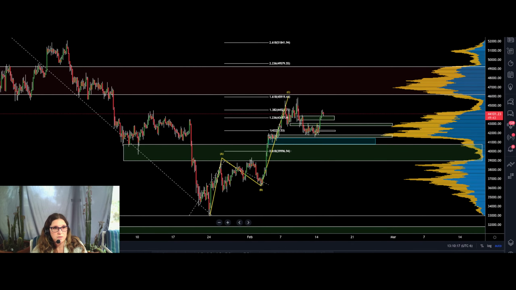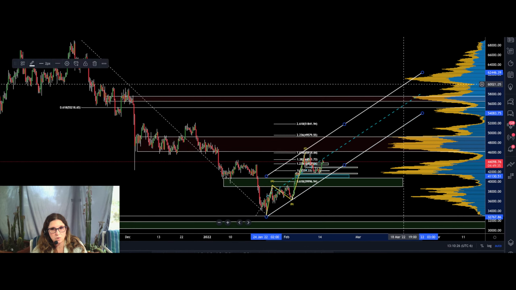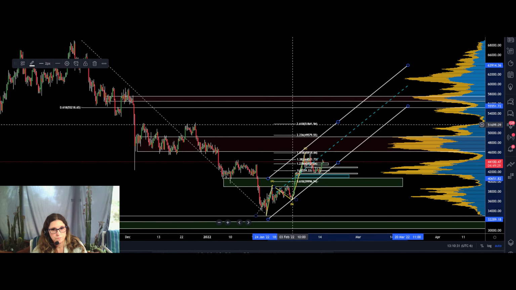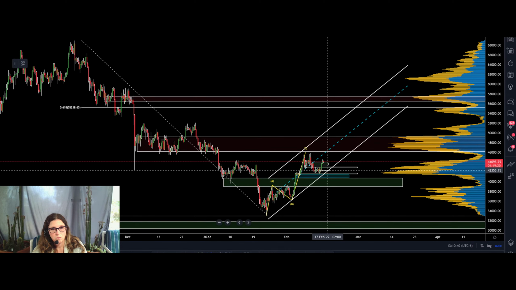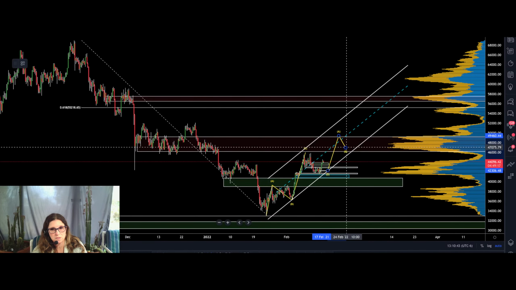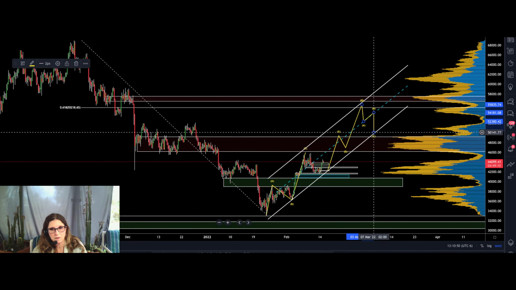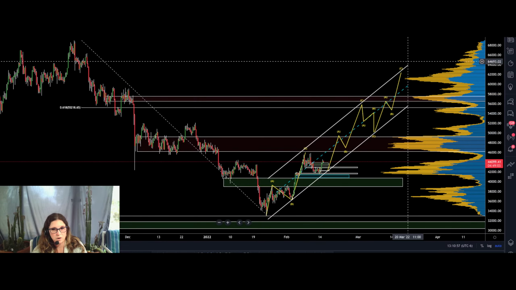Now, I talked about this in my prior video, that even though we would be corrective, we could still climb correctively, meaning that we climb in what's called a complex correction, where we would make zigzag nature of corrections. Okay, we pull back, we do another one, and on up we'd climb until we got up there higher.